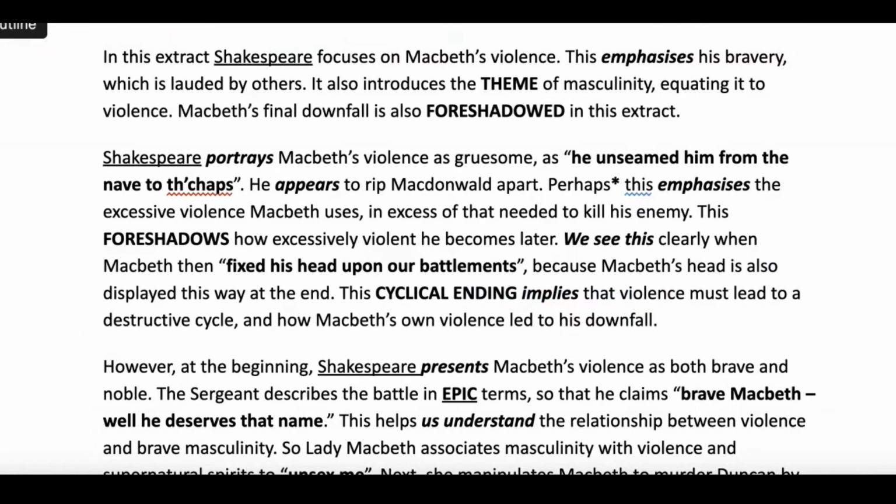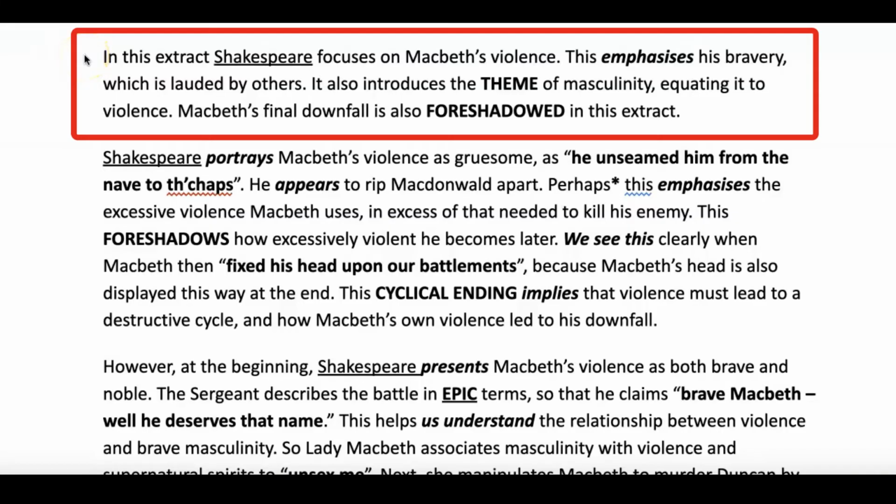Okay, now let's go to the shortest full mark answer to the same question. We begin with the thesis statement. I always recommend that students do this in 3 parts. In this extract, Shakespeare focuses on Macbeth's violence. This emphasises his bravery, which is lauded by others. That is the first part of the thesis statement. It also introduces the theme of masculinity, equating it to violence. That's the second part. And then our third part, Macbeth's final downfall, is also foreshadowed in this extract.